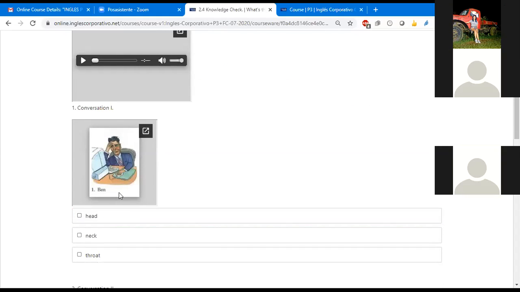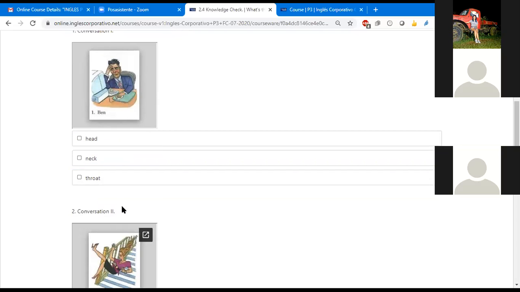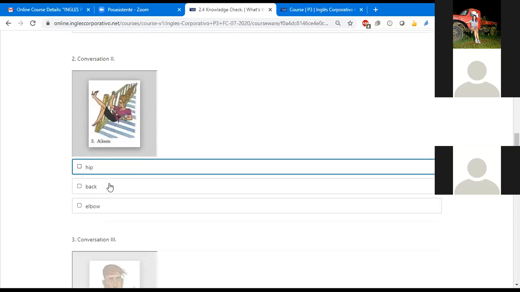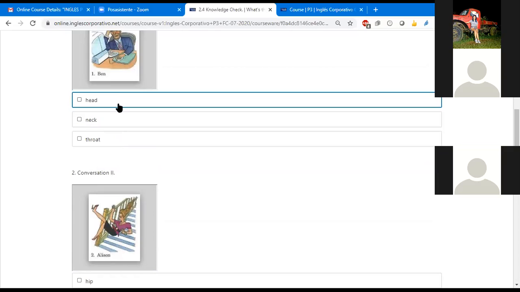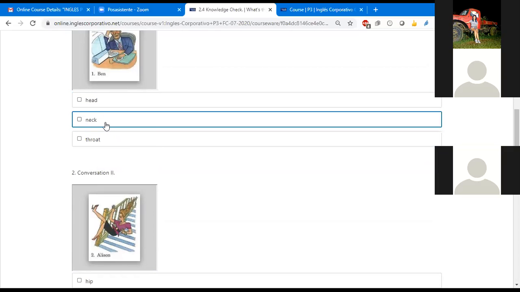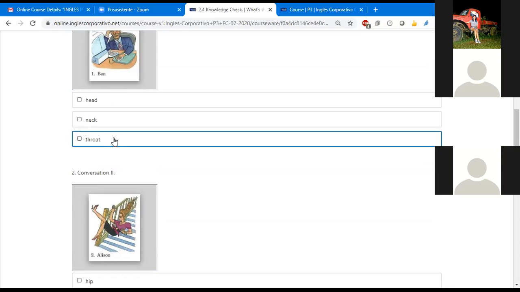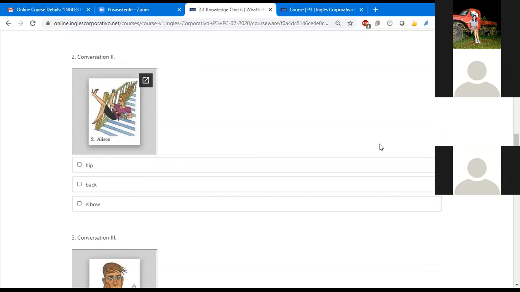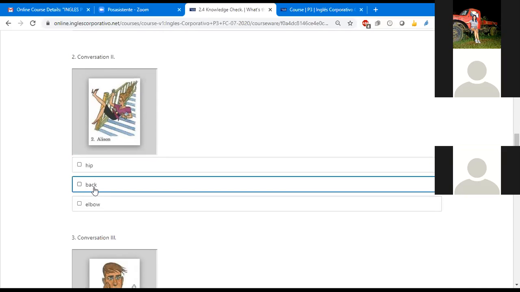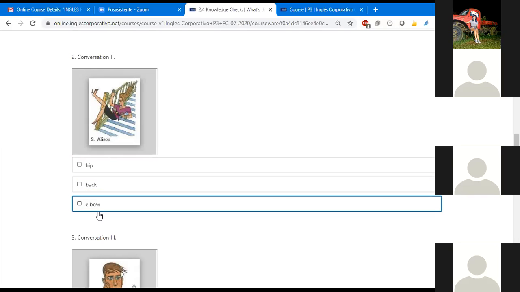So if you see, listen to the conversations, where do these people hurt? So you have, for example, Ben, could be the head, the neck, the throat. Then you have Allison, the hip, the back, and the elbow. Okay, remember the head here, right? The neck is right here, the back. And throat is here in the front. Okay, you can see my camera, right? Hip. What is the hip? Hip. Caderas, right? This part from here. Hip. Back. Espalda, right?